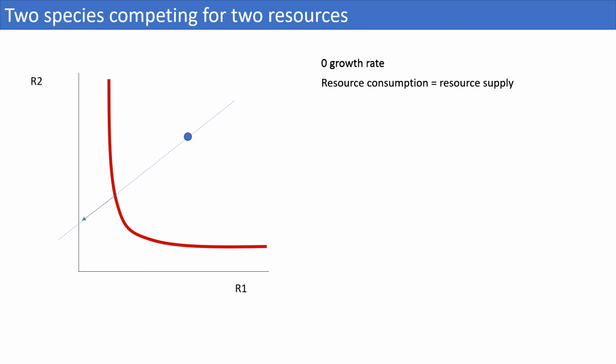The point on the isocline where these two vectors meet corresponds to the population equilibrium state. The growth rate of the population is 0, and the resource consumption and supply vectors are equal and opposite in force. This is nice and simple, but we have only considered what happens when one species is limited in its growth by two resources. In the next video, we will see what happens if there are two species and two limiting resources.